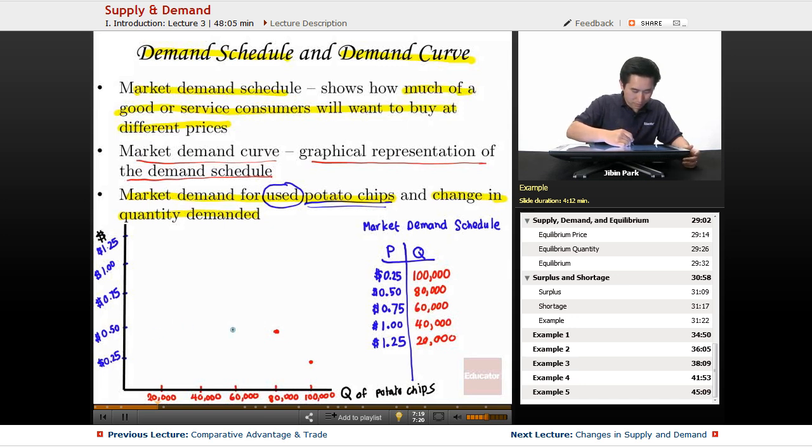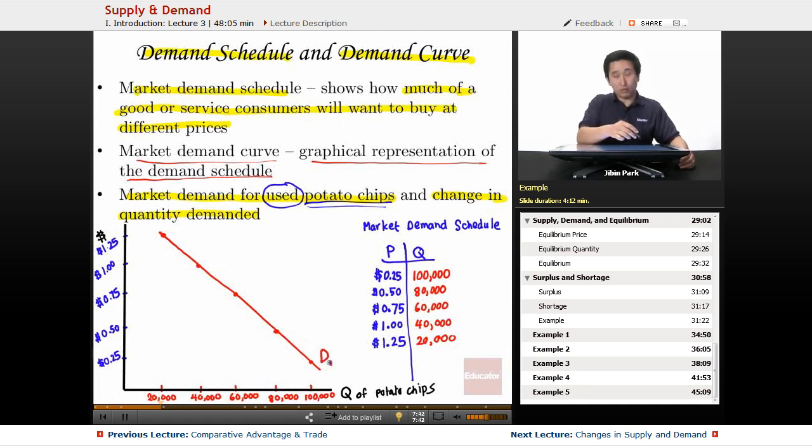And at 50 cents it would be 80,000. And at 75 cents, I'm sorry, it would be 60,000. At $1, it would be 40,000. And at $1.25, there's only 20,000 that is demanded at that particular price. So clearly you see a downward sloping demand curve, and you label this as D1 here. This is the demand curve, and each point represents quantity demanded. You have the market demand schedule as shown here, and this is the market demand curve.